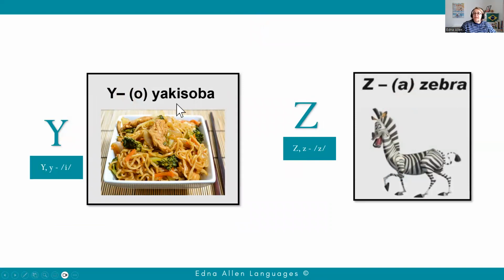Y. We don't have it in Portuguese, remember? So, yakisoba. E Z. A zebra. Z. A zebra. Tudo bem até aí? Certo?